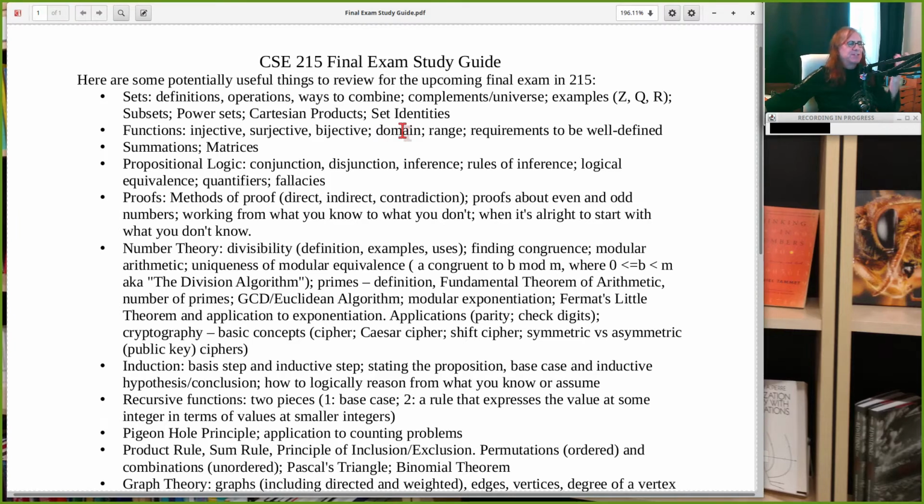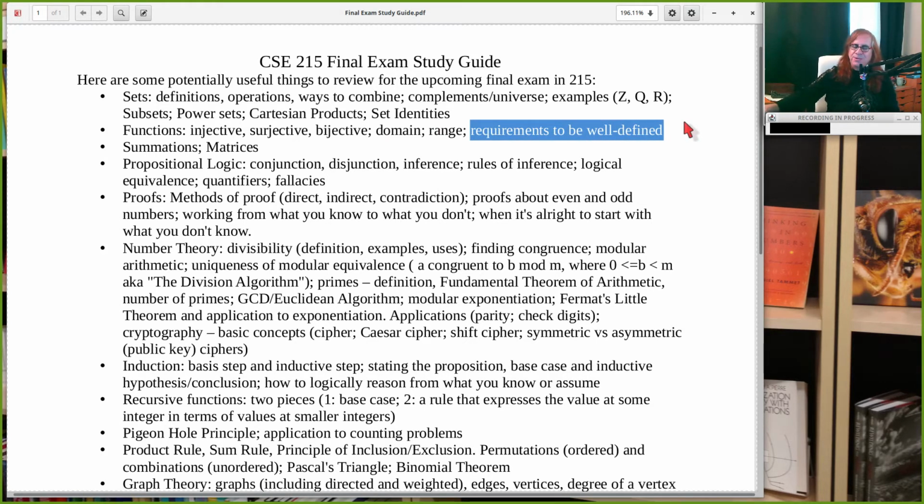Domain is the space that you're coming from. Range is the space that you're going into. And to be well defined, we basically need to know that f of something has a unique value. We can't say this point goes to 5 different values. That's not a function. And it's the same in mathematics.